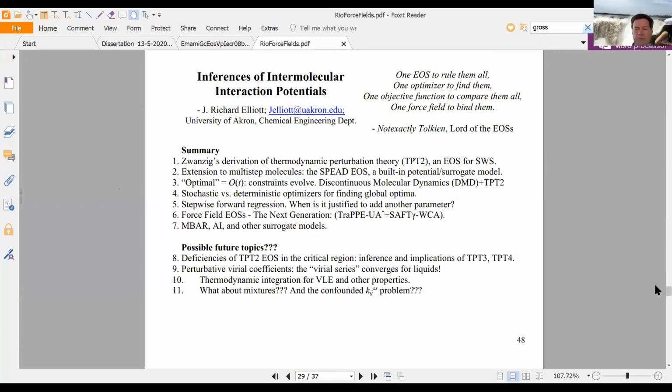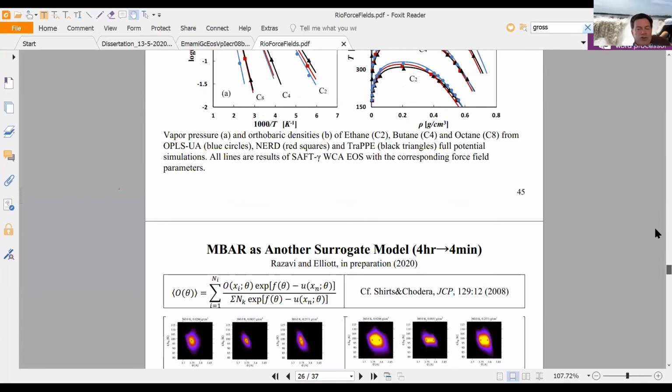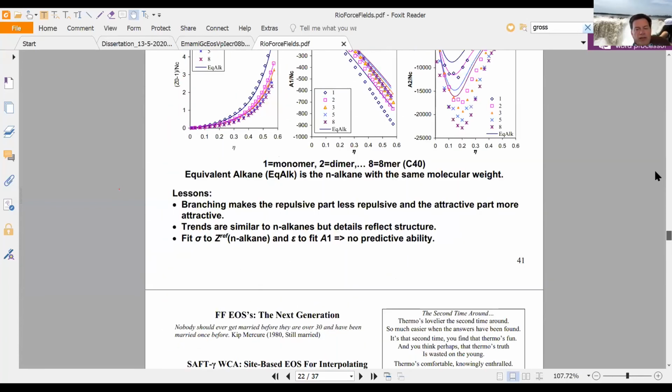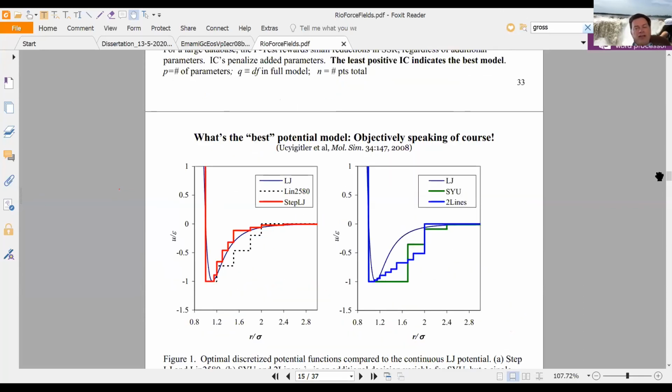Well, that is sort of suggesting this square Yukawa approach, or a step Yukawa approach, that maybe what we need. It's definitely suggesting that the way that we're modeling branched alkanes needs a little different perspective than the way that we're modeling linear alkanes.